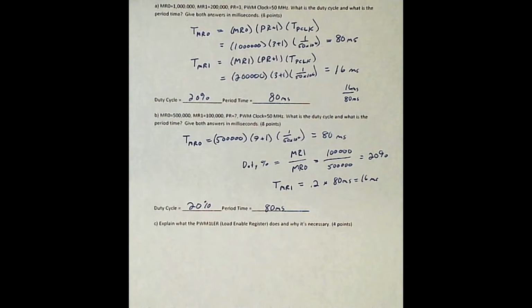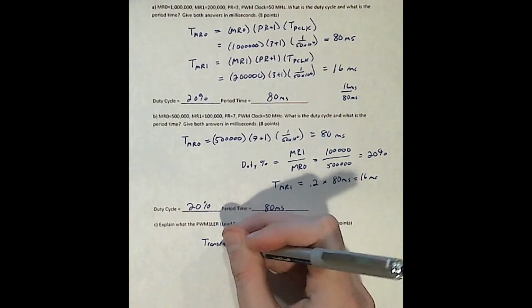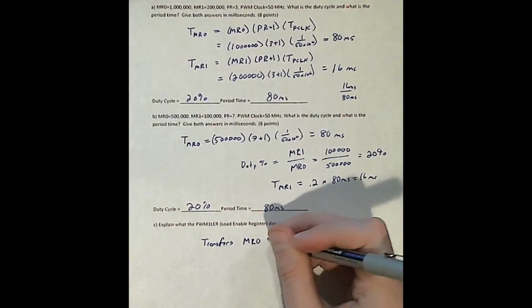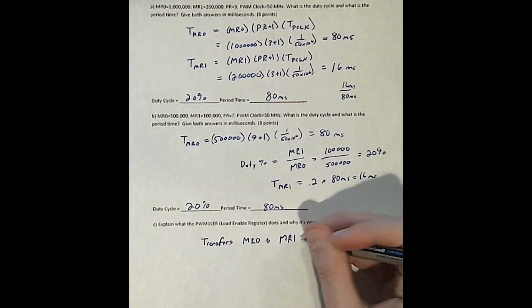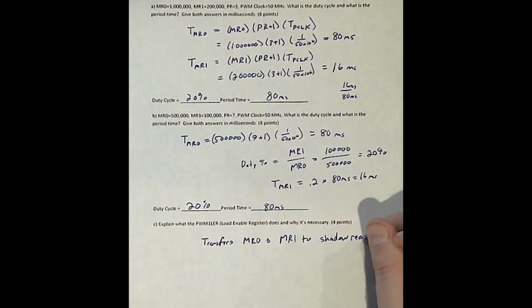Okay, so the last question here, explain what the PWM1LER load enable register does and why it's necessary. So what it does is it transfers MR0 and MR1 to the shadow registers. And so that's what it does.